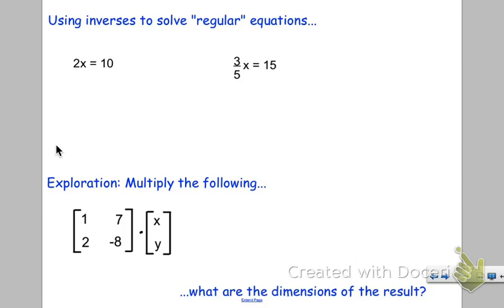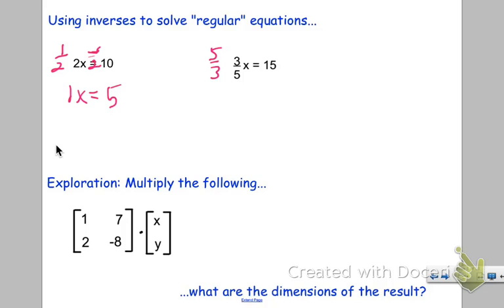Alright, now let's solve using matrix inverses. So, going back to our analogy, if this was just a linear equation, I would multiply by the inverse of 2, which is 1/2 on both sides, and the 1/2 times 2 cancel out to just 1x, and then I get whatever I get on the right. So 1/2 times 10 is 5. Right? Or again, I would multiply by 5 over 3.